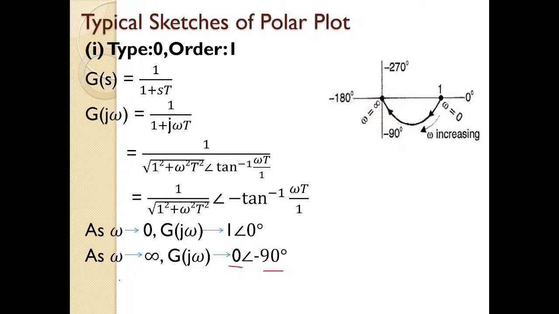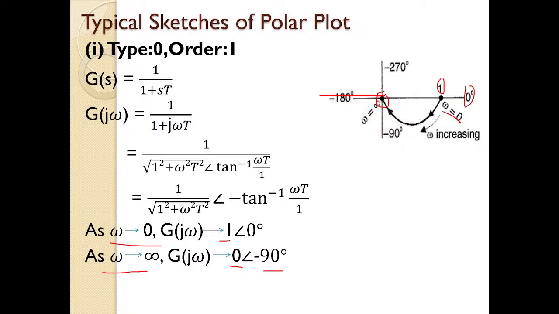So when omega equal to 0, what is the magnitude? It is 1. And what is the angle? Angle is 0 degrees. As omega tends to infinity, what about the magnitude? Magnitude is 0. What about the angle? That is minus 90. So here this is the minus 90 axis.